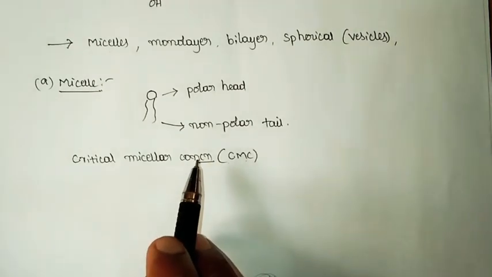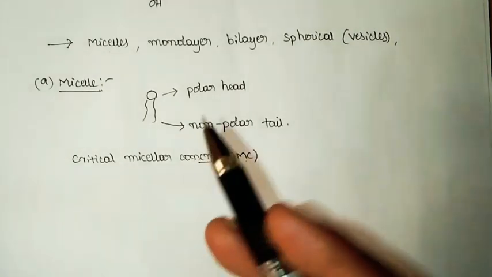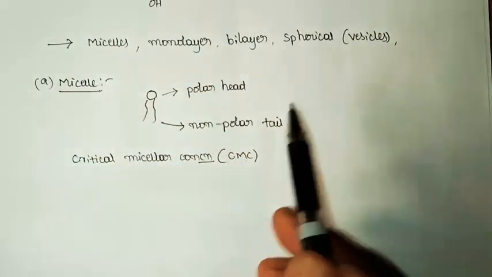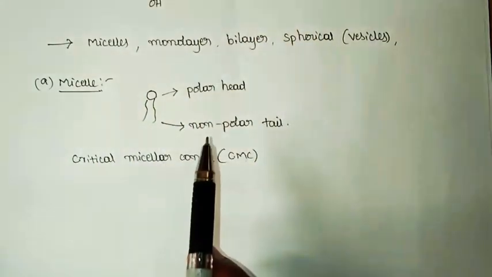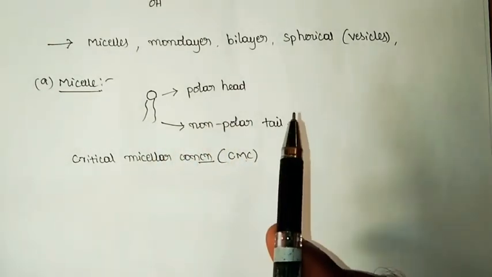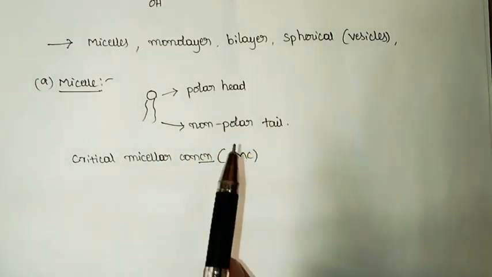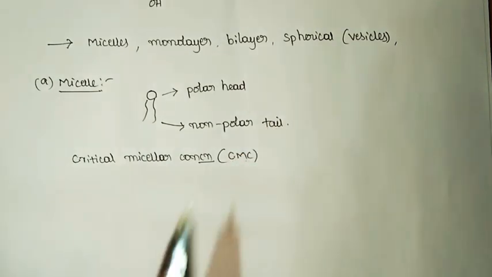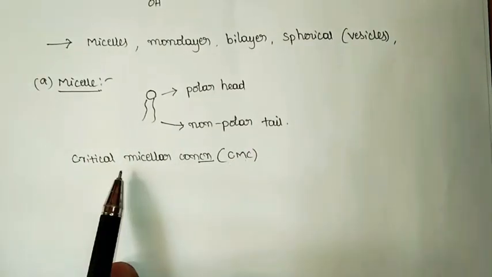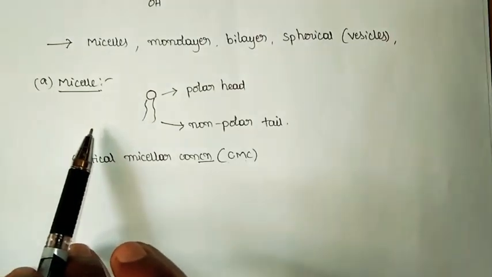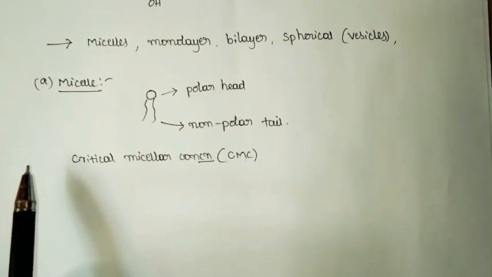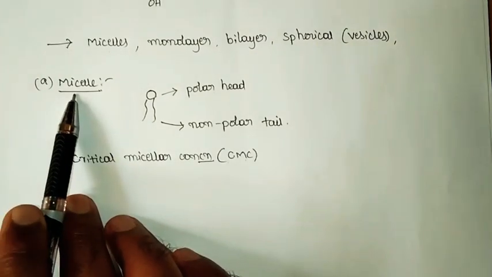So we can simply define the critical micellar concentration as the lipid monomer concentration above which the micellar aggregate will begin to form in a state of equilibrium. I repeat, the lipid monomer concentration above which micellar aggregation will begin in equilibrium is called the critical micellar concentration. That is, the concentration required for the formation of micelles by a phospholipid molecule. And that's a bit about micelles.